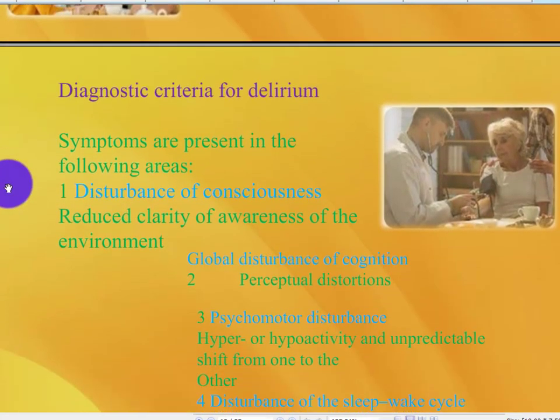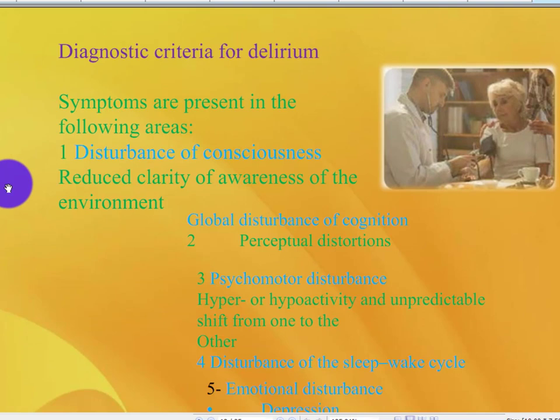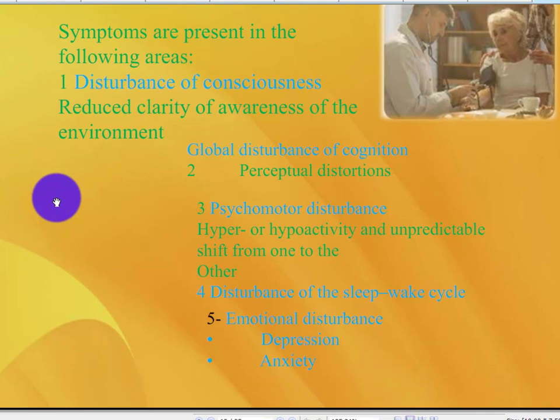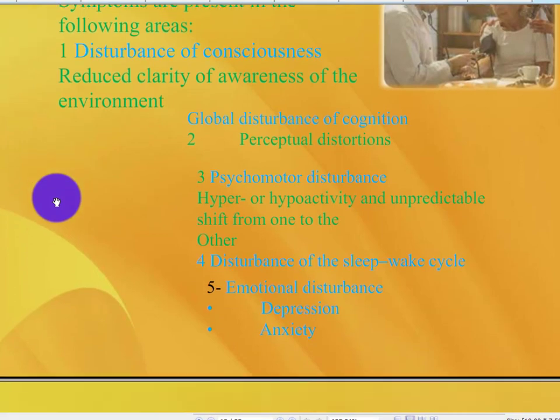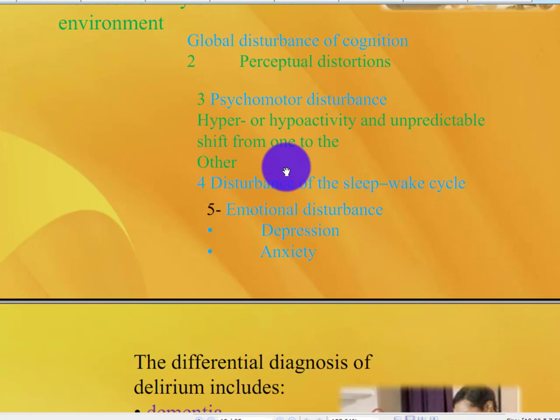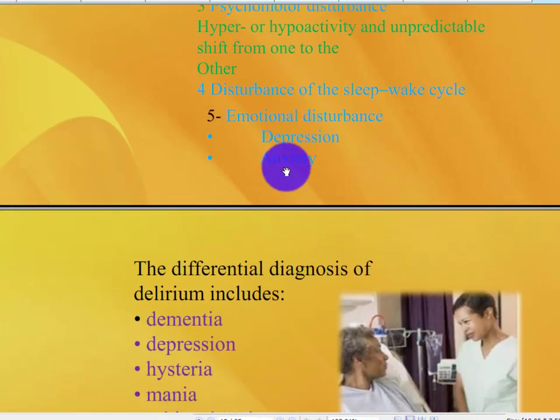Diagnostic criteria for delirium. Symptoms are present in the following areas: disturbance of consciousness, reduced clarity of awareness of the environment, perceptual distortion, psychomotor disturbance, hypo or hyperactivity, unpredictable shift from one to the other, disturbance of the sleep-wake cycle, and emotional disturbance, depression and anxiety.